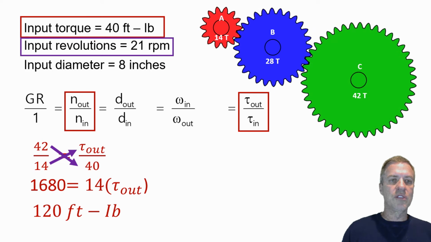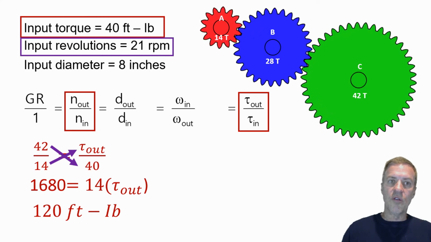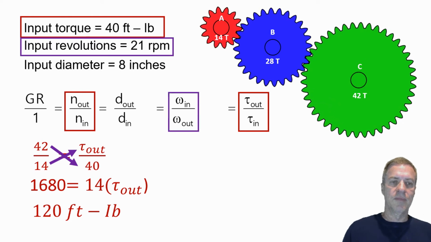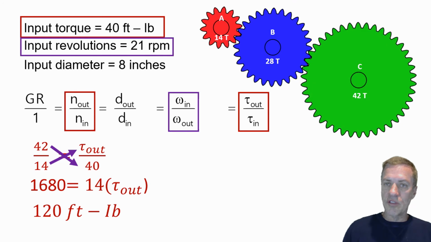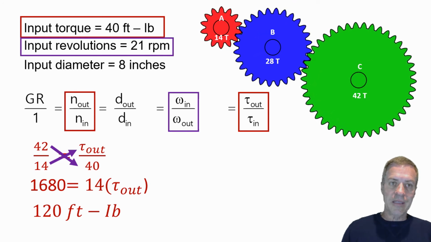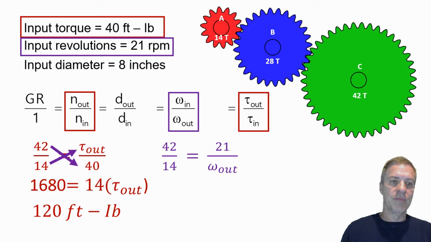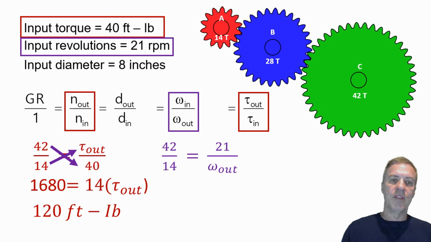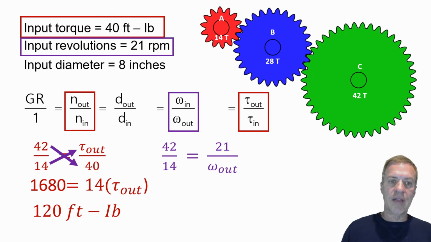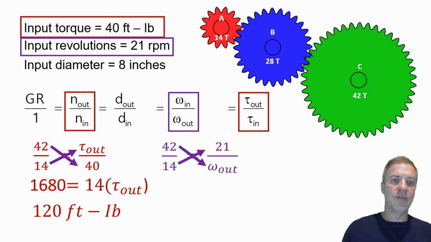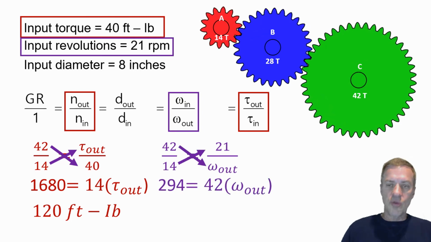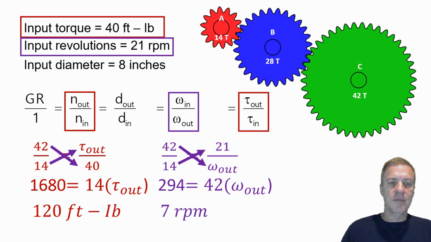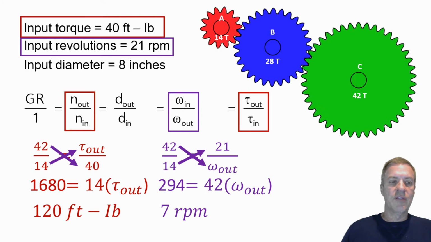All right, now if we look at our revolutions per minute, our revolution should be slower since the little gear turns faster than the larger gear. So remember, this is the one that's inversely proportional, so this is the in going out. So we set up the 42 over 14 just like we did in the first one. And we've got 21 divided by our RPM going out. We cross multiply. We get 294 divided by 42. So our revolutions going out are 7 RPM.